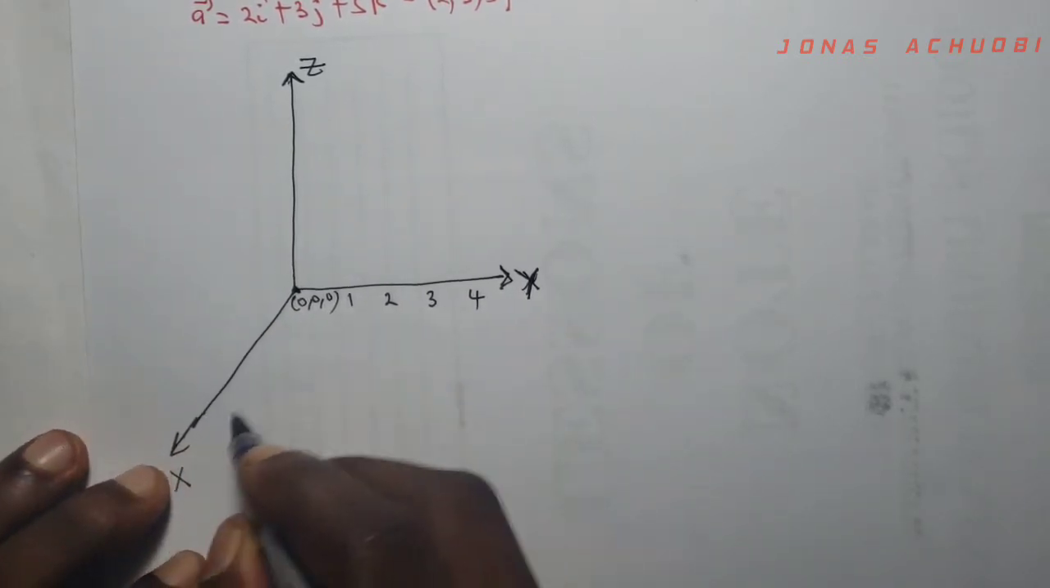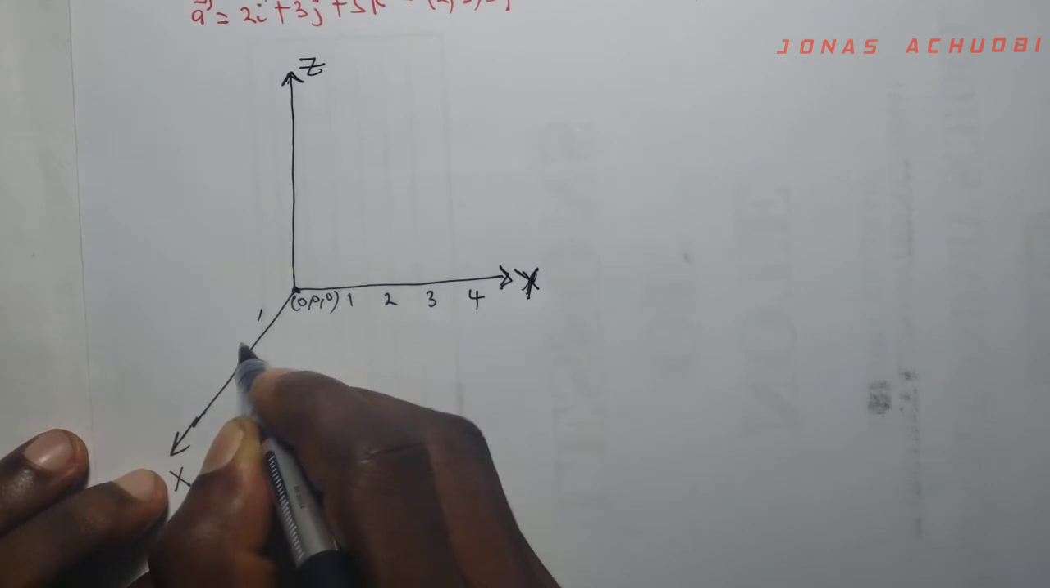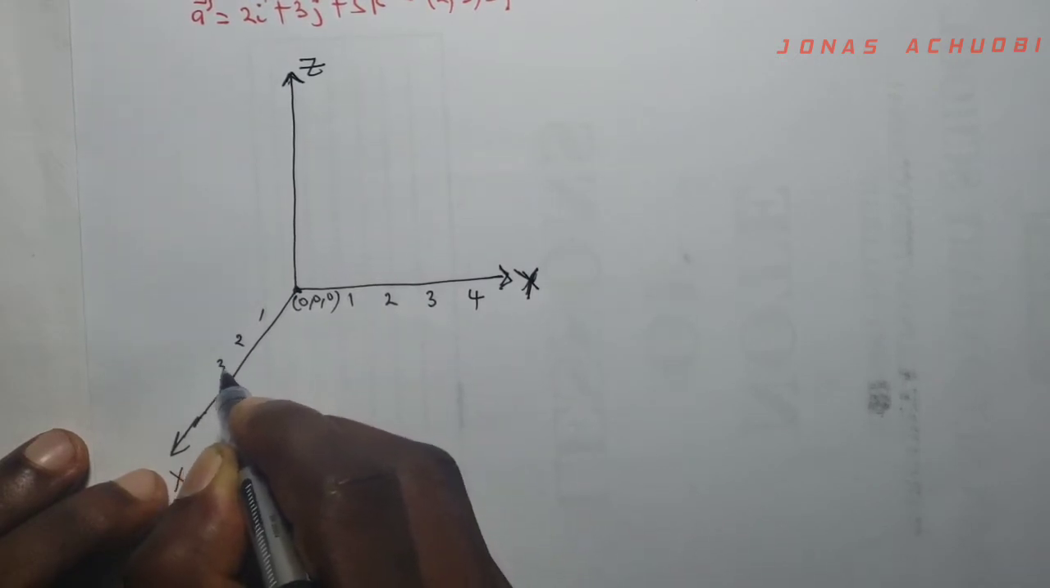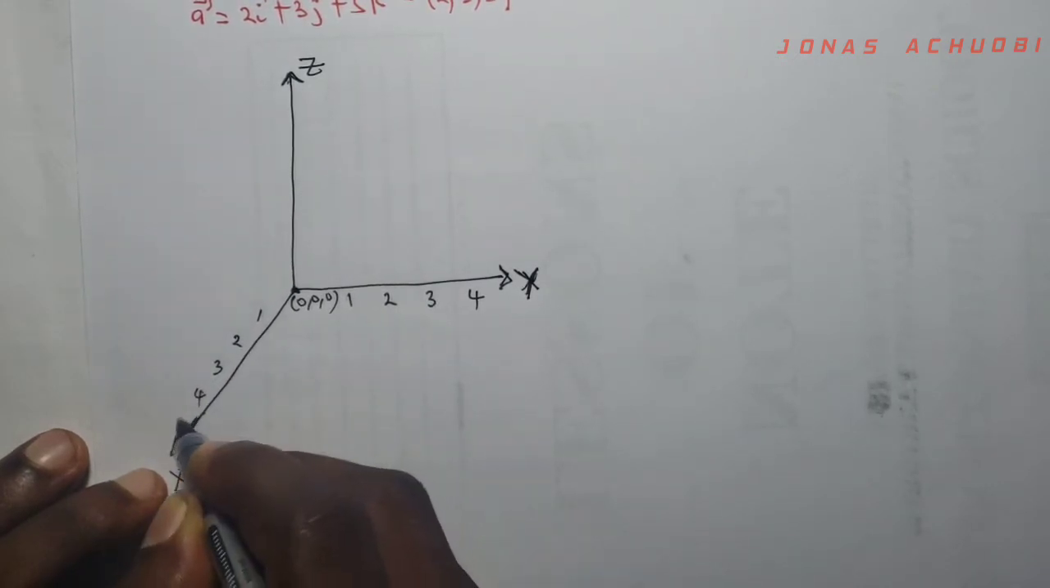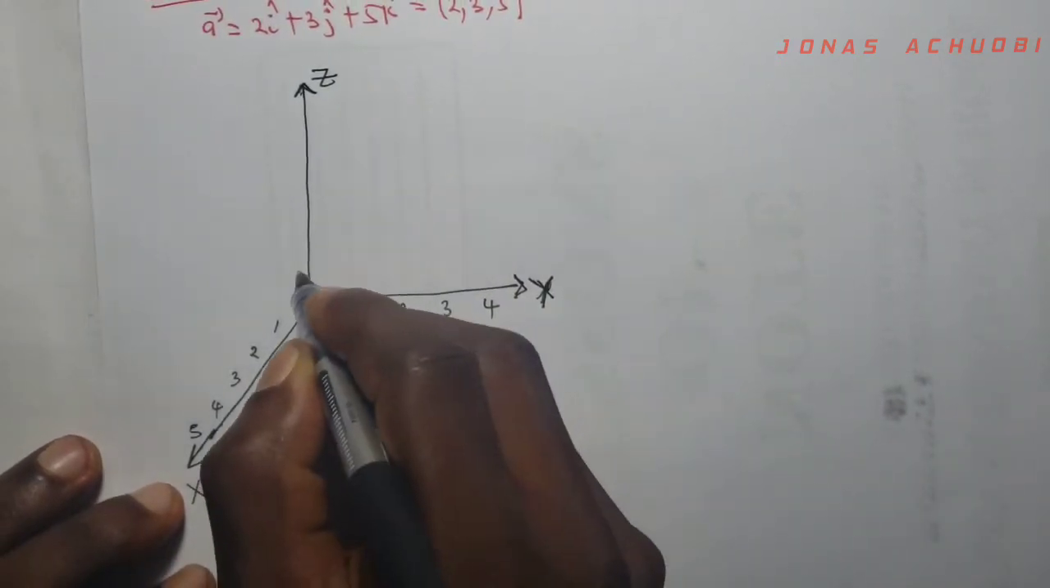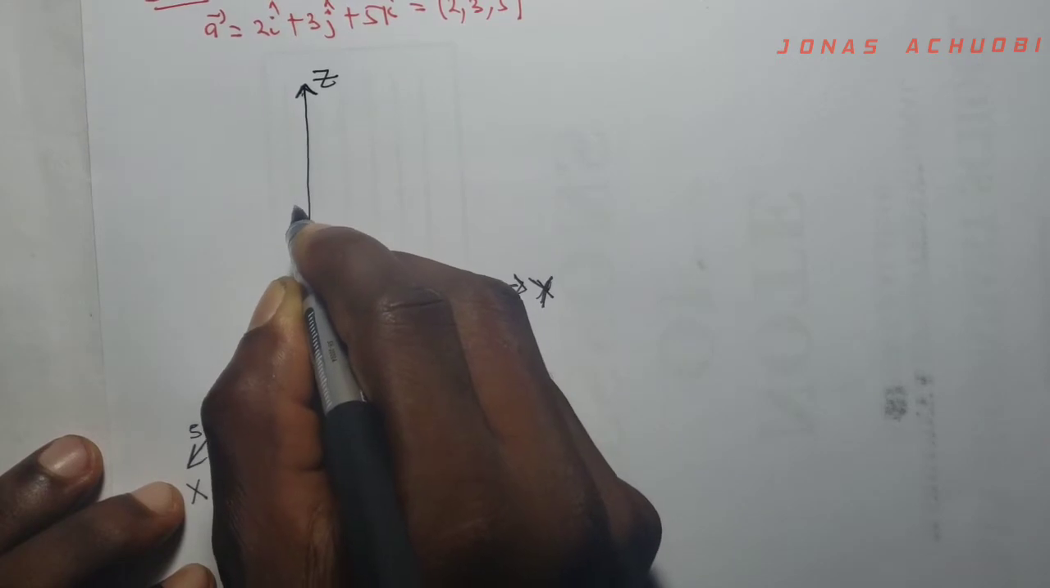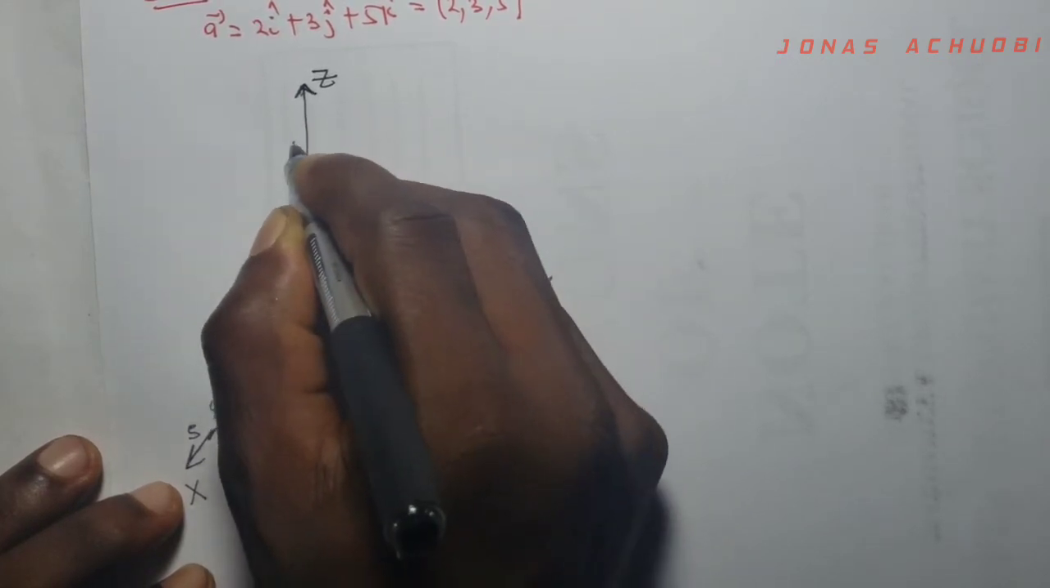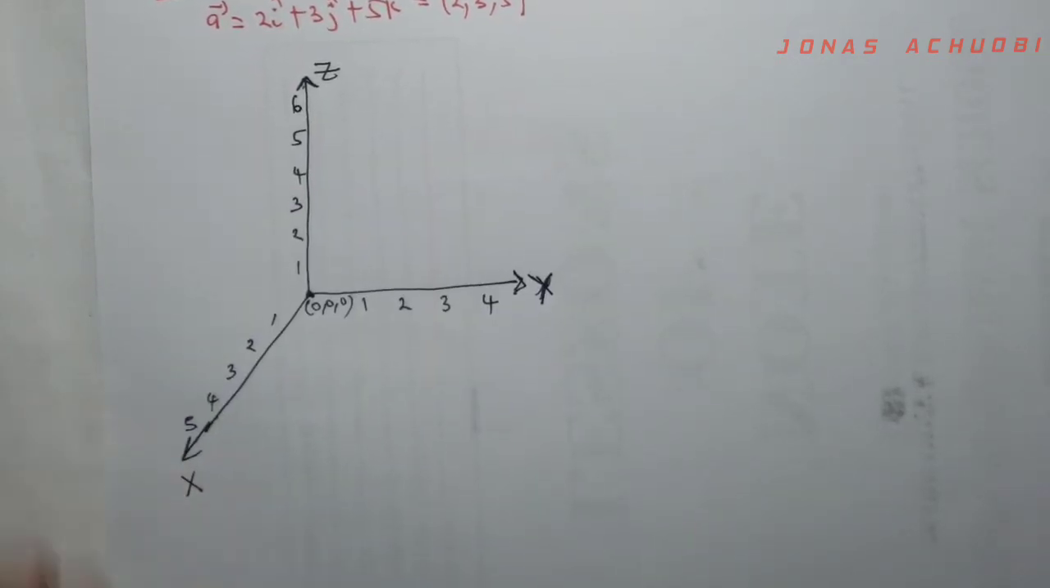All right, so in the x direction, this is 1, this is say 2, this is say 3, this is say 4, and say 5. Of course it goes on and on. And in the z direction, this is say 1, this is 2, 3, say 4, 5, and 6.